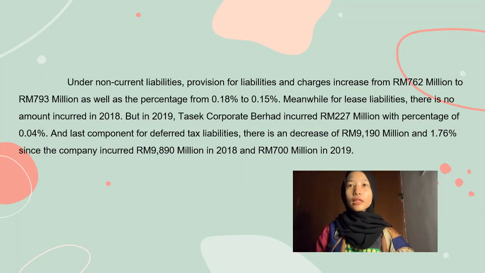Under non-current liability, provision for liability and charges increased from 762 million to 793 million, as well as the percentage from 0.18% to 0.15%. Meanwhile, for lease liability, there is no amount incurred in 2018, but in 2019, Tasek Corporation Berhad incurred 227 million with percentage of 0.04%. And last component for deferred tax liability, there is a decrease of 9,190 million and 1.76% since the company incurred 9,890 million in 2018 and 700 million in 2019.